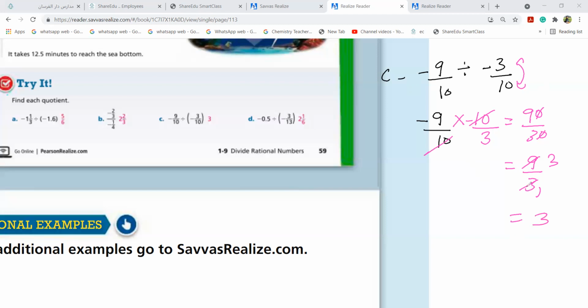Any questions here? Because 9 divided by 3 is 3. Did you understand, Ghalia, now? That the division, you will copy it as multiplication and you flip after that. We flip it only after we change the division to multiplication.